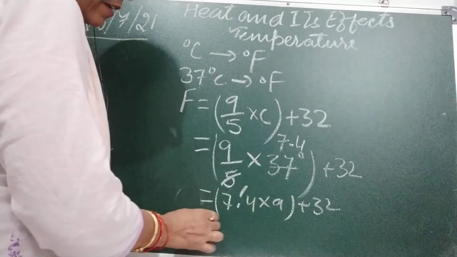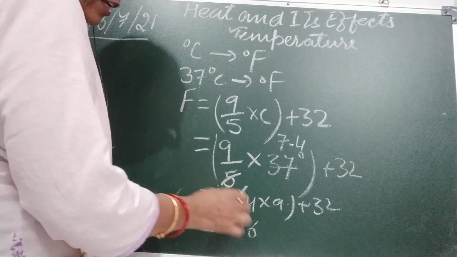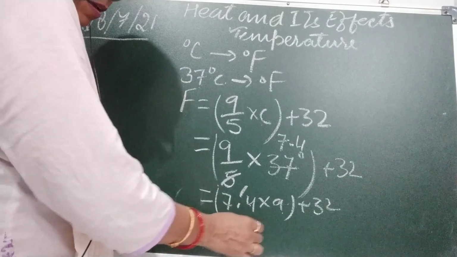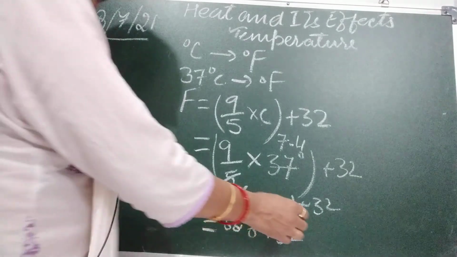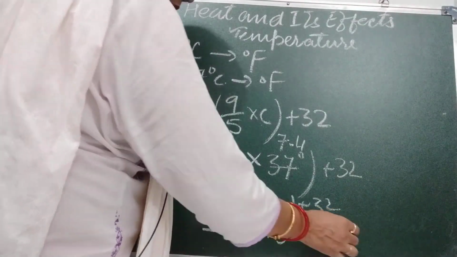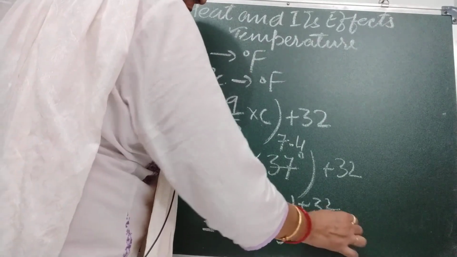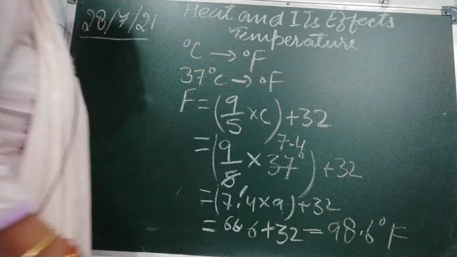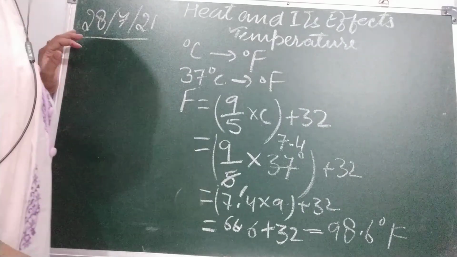9 4s are 36, 9 7s are 63, 66.6 plus 32. We will add up both. Now what is the answer? 98.6 degree Fahrenheit. Okay, so this way we can convert degree Celsius into degree Fahrenheit.